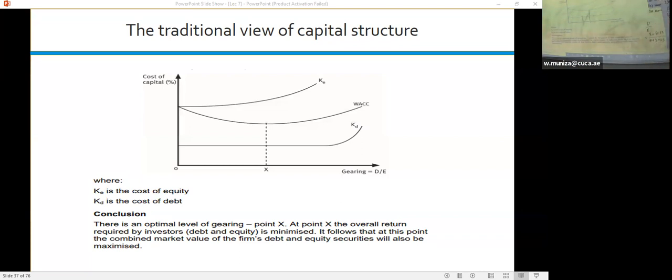So what was the stance of the traditional view? When we increase more and more debt, up to a certain extent, the cost of equity is going to reduce, and the weighted average cost of capital is also going to reduce. But after reaching a certain limit, the cost of capital is going to increase.